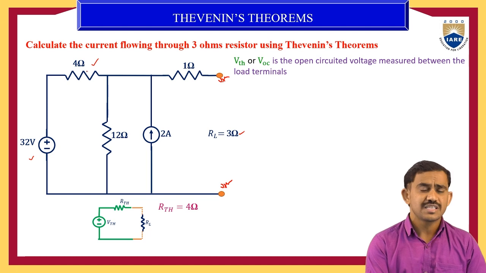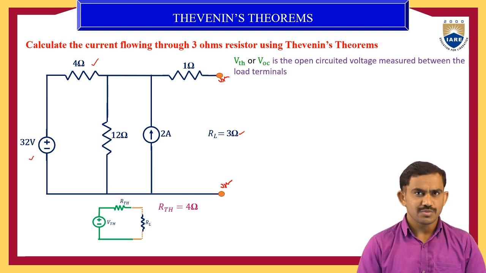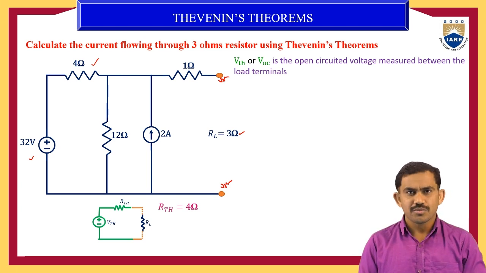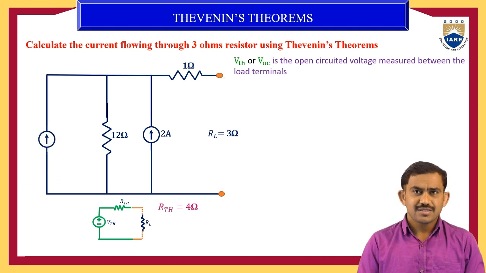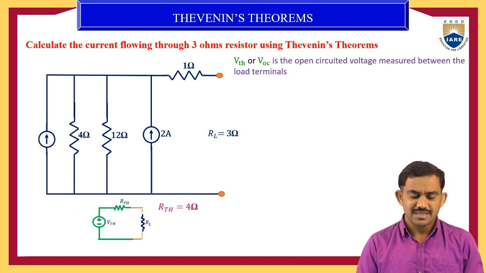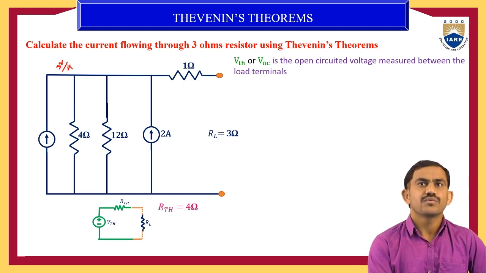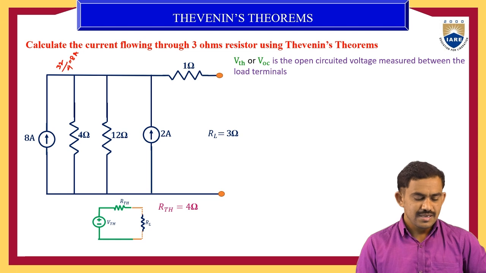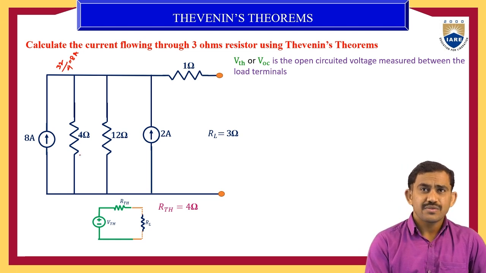So here the voltage source in series with the 4 ohms is there. So 32 volts in series with 4 ohms is converted to current source parallel with the same 4 ohms resistor. So your 32 volts by your 4 ohms, how much will you get? 8 amps. So your current is now 8 amps. Clear? Now I have current source parallel with 4 ohm resistor.